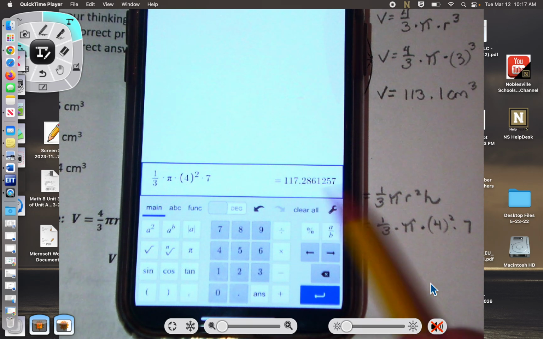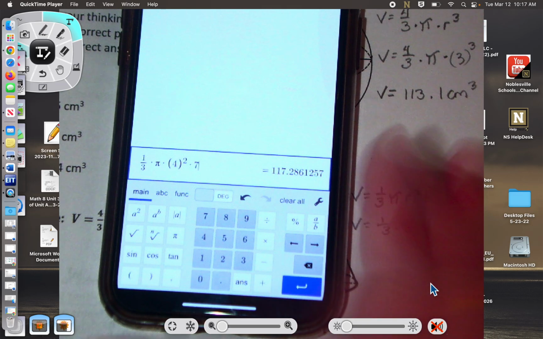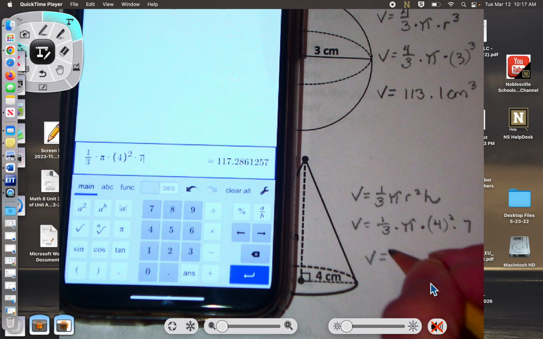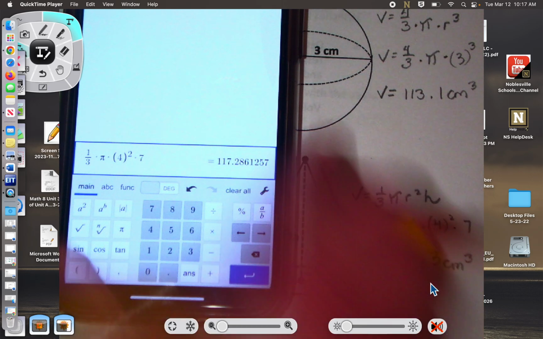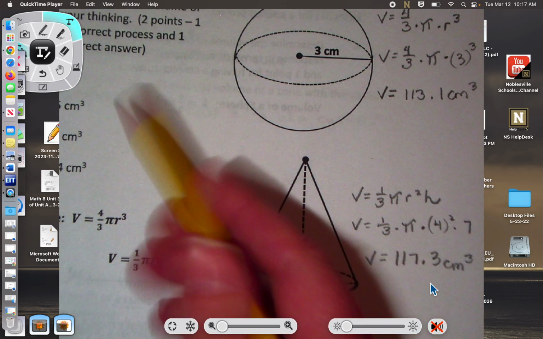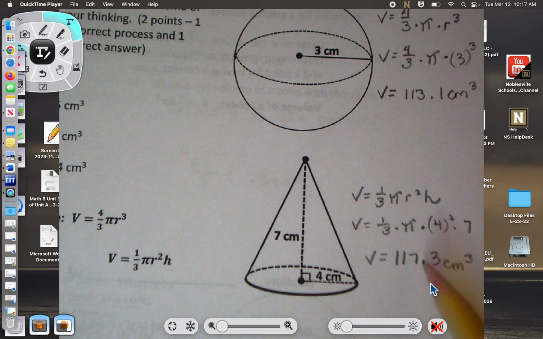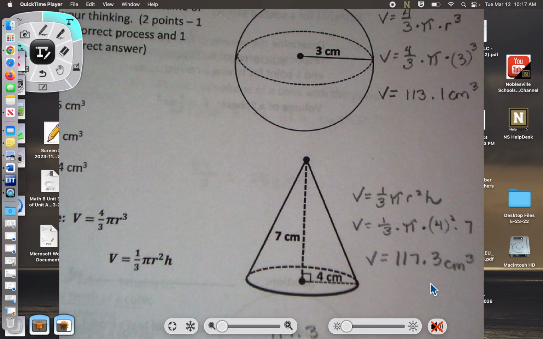So I get this big long number, and again, I'm going to round to the nearest 10th, which is a single decimal point. So I'm going to say, all right, the volume of this cone, did I say comb? Cone is 117.3 centimeters cubed. And they asked for the difference. So none of these numbers make sense yet because I have to subtract these. So I'm going to take the 117.3, subtract the 113.1, and I get 4.2.